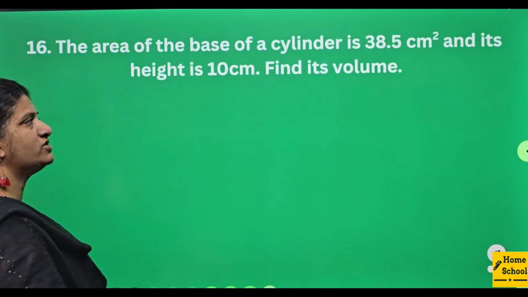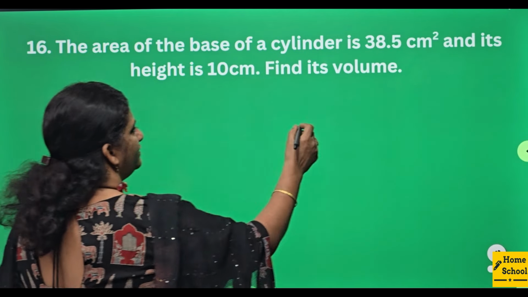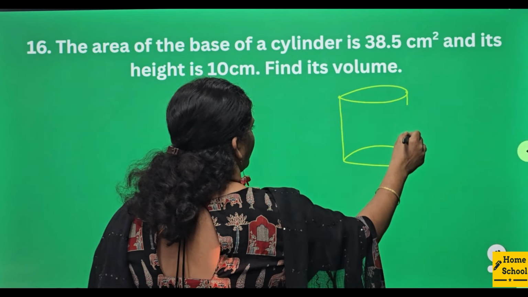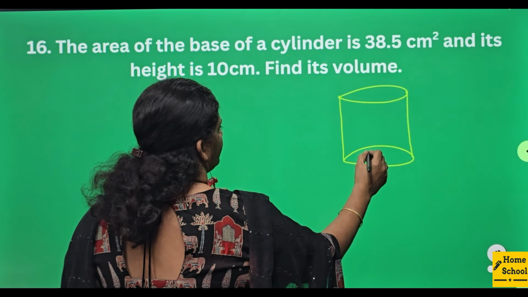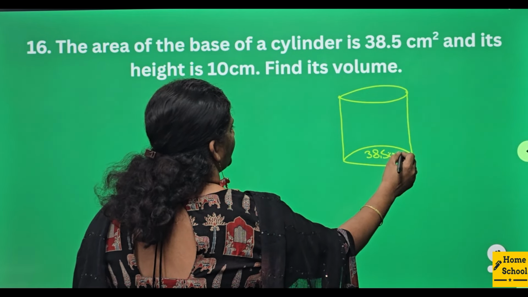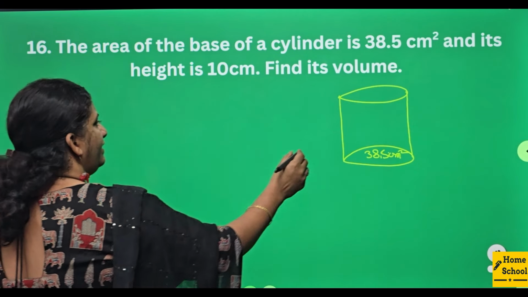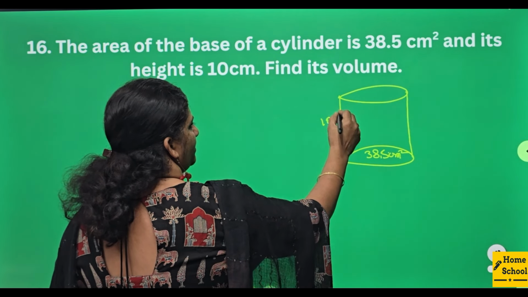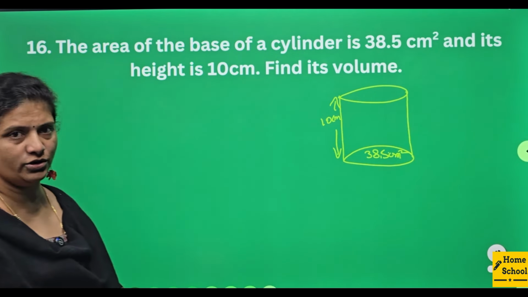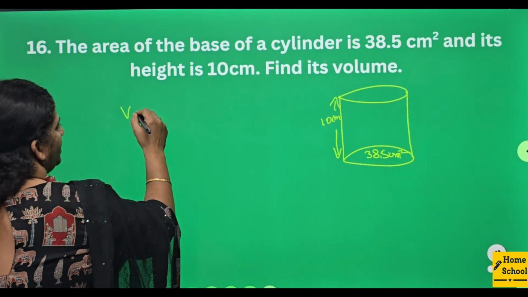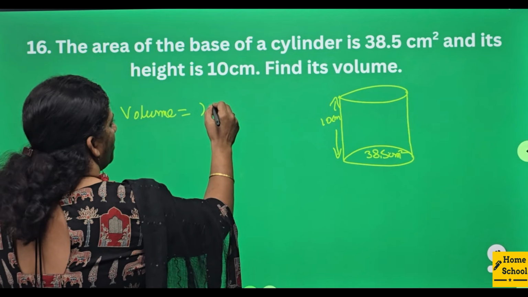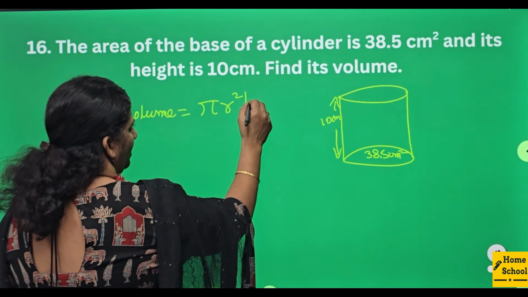16. The area of the base of a cylinder is, draw a cylinder. Area of the base of a cylinder, this is area 38.5 centimeter square and its height is 10 centimeters. Height of a cylinder 10 centimeter. Find its volume. What is volume of a cylinder? Volume of a cylinder is equal to pi r square h.